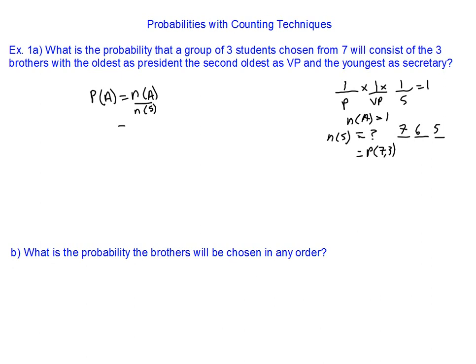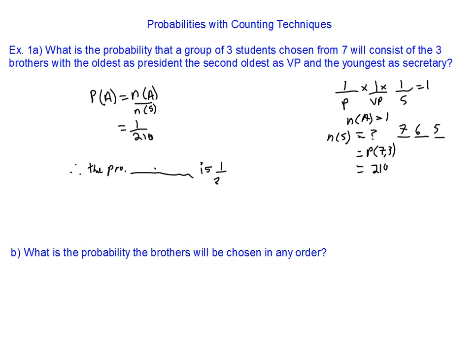And NA we've already determined is 1. There's only one way this outcome can happen, and the total number of possible outcomes was this permutation. We didn't write it down here, but if we go to our calculators, we'll get 210 there. So the probability of this happening is 1 out of 210. Again, we can express that as a decimal, as a percent, or we could just leave it as a fraction. So we can conclude, therefore, the probability of having the 3 brothers with the oldest as president, the second oldest as vice president, and the third as secretary is 1 out of 210.